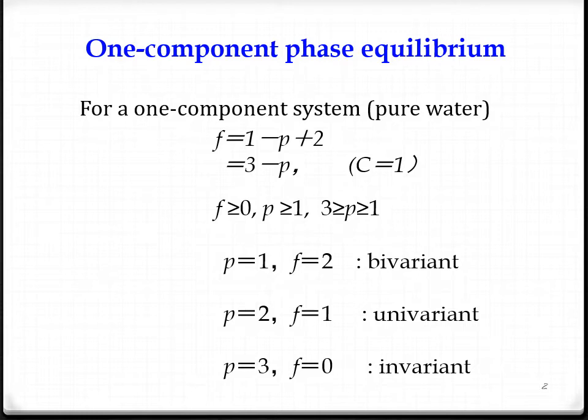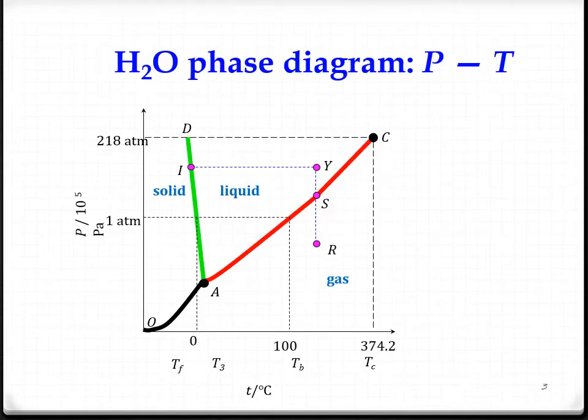We are going to look at these three variants in the phase diagram of water. In the phase diagram of water, we have a graph of pressure versus temperature. In this graph, there are three regions, as you can see: solid region, liquid region, and gas region. In each region, the degree of freedom is F equals 2. It is bivariant.